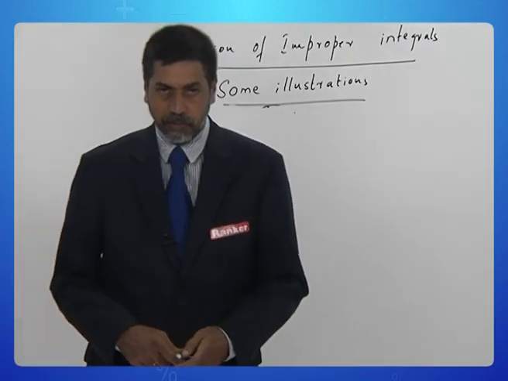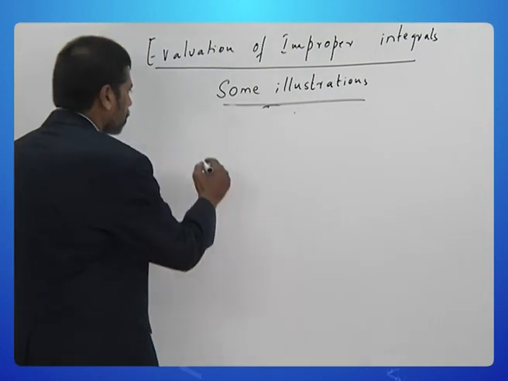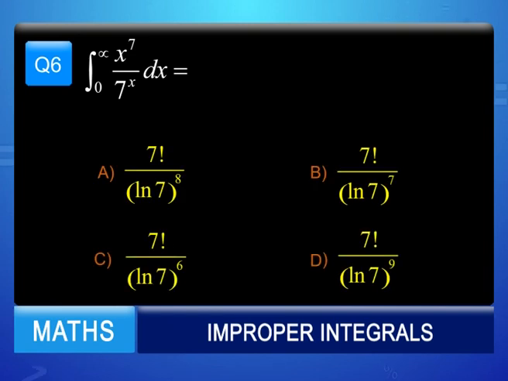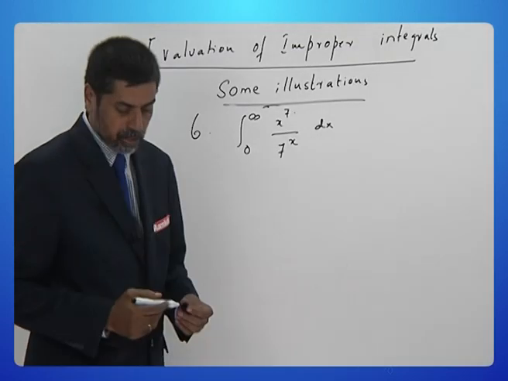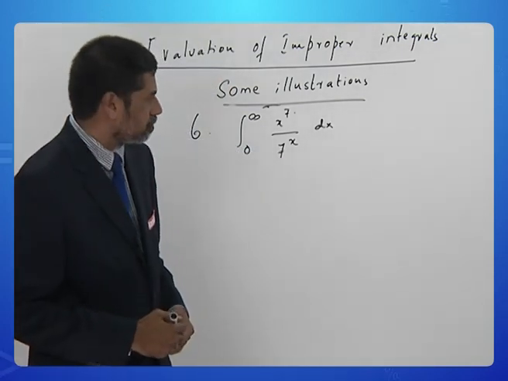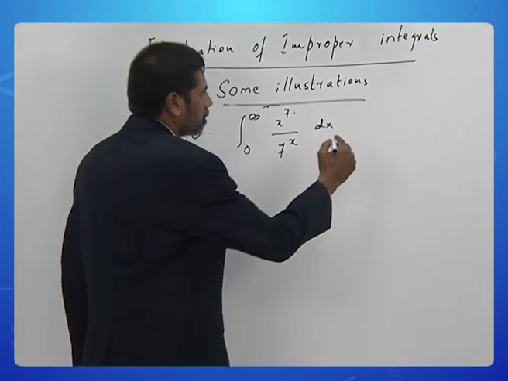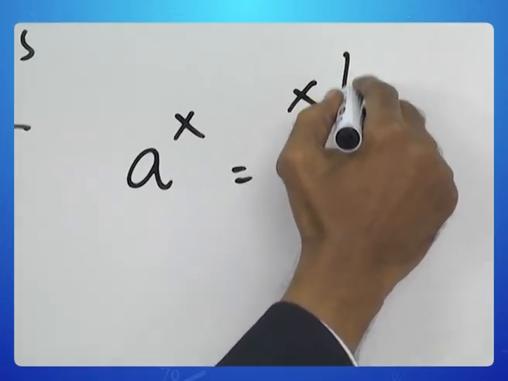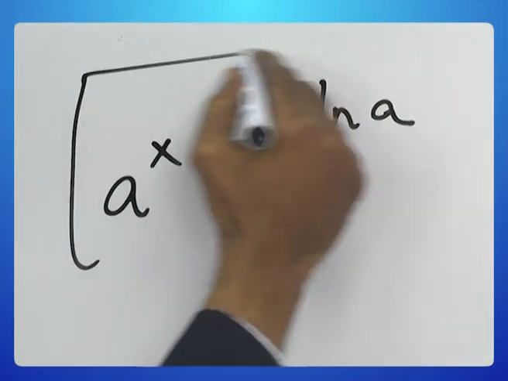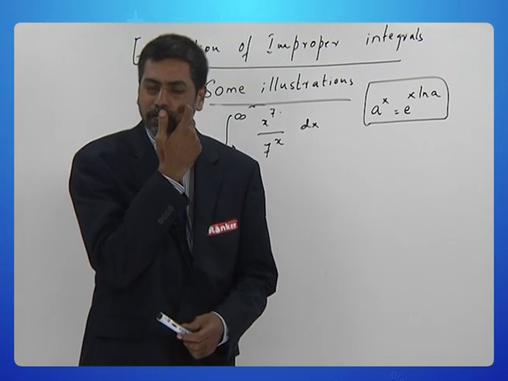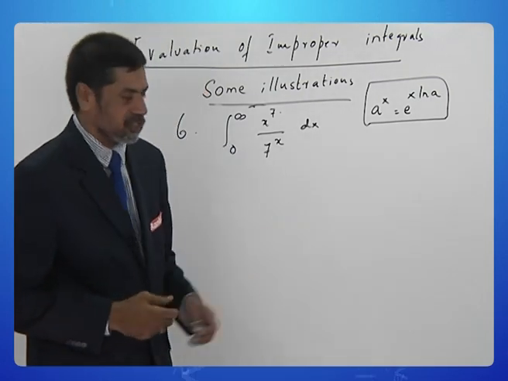Let's go to the sixth example, an improper integral. 0 to infinity x to the power of 7 by 7 power x dx. Well, we can set it very nicely, something like this. A power x is equal to e power x log a. I hope all of you know this very fundamental conversion of exponential functions.